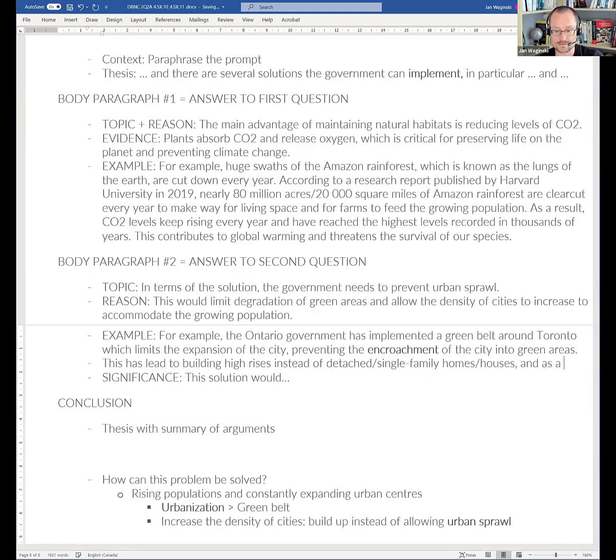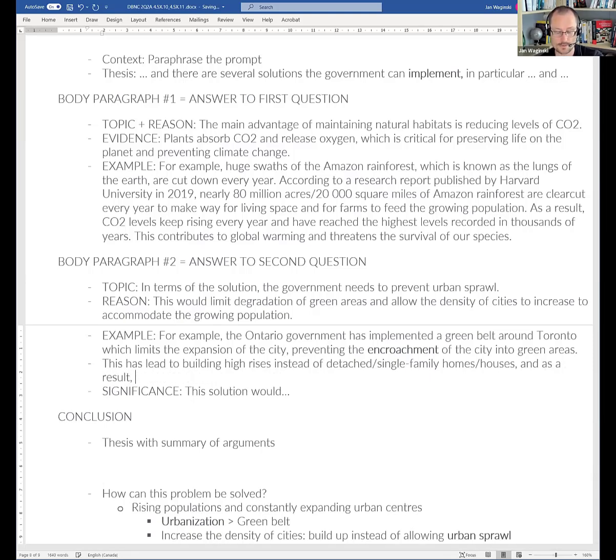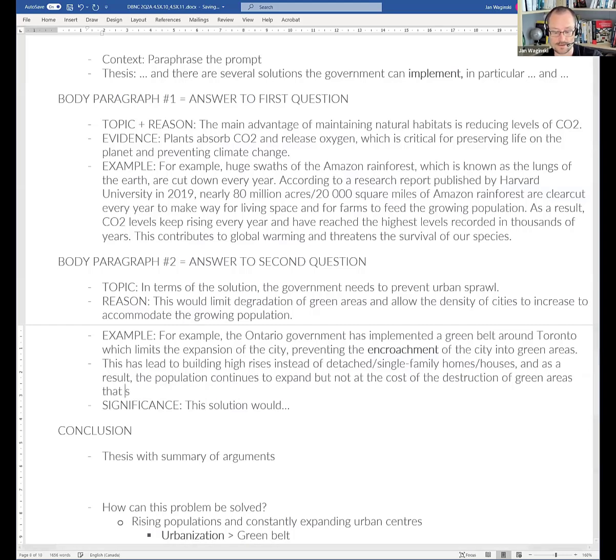And as a result, the population continues to expand, but not at the cost of the destruction of green areas that surround the city.